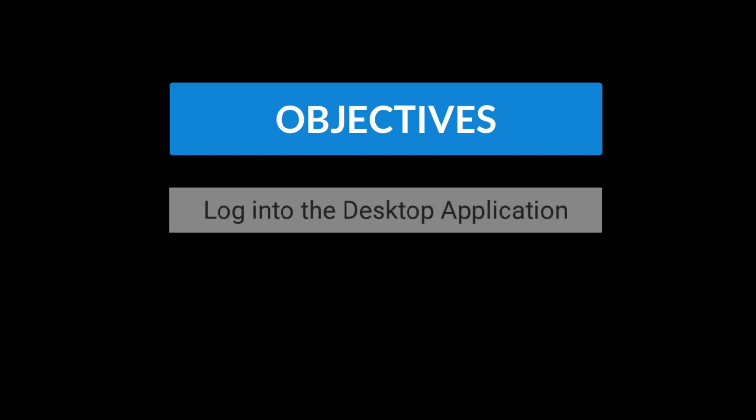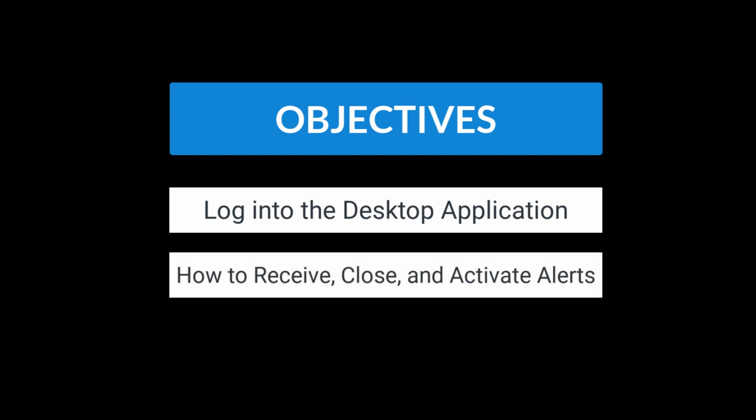This is an overview of how to use the Crisis Alert desktop application. You will learn how to log into the desktop application and how responders can use it to receive, close, and activate alerts. Please note that the ability to do each of these functions is based on the permissions set. Regular staff will not have access to this application.